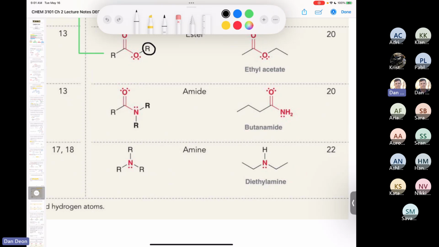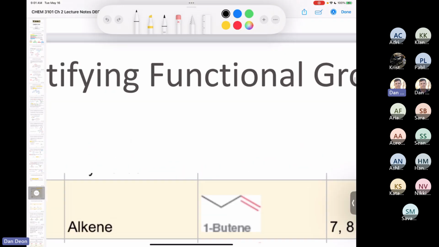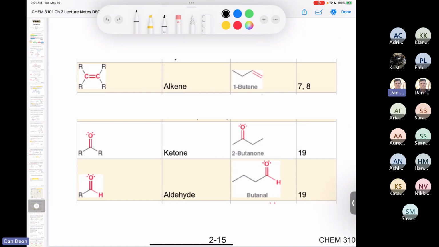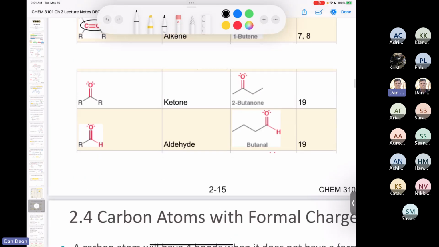The next one is an amine, and we actually drew an amine earlier this morning. We drew trimethylamine. An amine is where we have a nitrogen with R groups attached to it, so no carbon with a double bond to oxygen. Let's move on. If we have a carbon-carbon double bond, we call that an alkene. And we drew a couple of alkenes this morning already. And the last, no, actually there's one more that I want to show you.